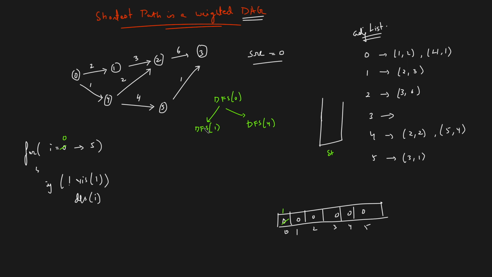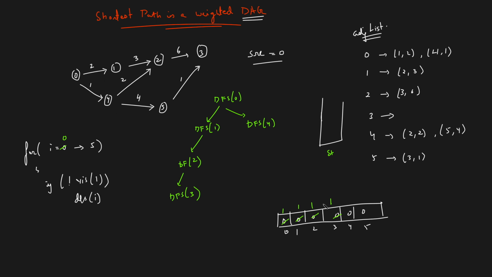So DFS of 1 is called. Whenever 1 is called, please make sure it is marked as visited. After 1, what are the adjacent nodes of 1? So let's check it out. The adjacent node of 1 is 2. So let's have the DFS call for the node 2. Whenever you go to 2, again please make sure you mark it as visited. What are the adjacents of 2? We can see the adjacent of 2 is 3. So we go to DFS of 3. Whenever you go to a node, please make sure you mark it as visited. So please mark 3 as visited.